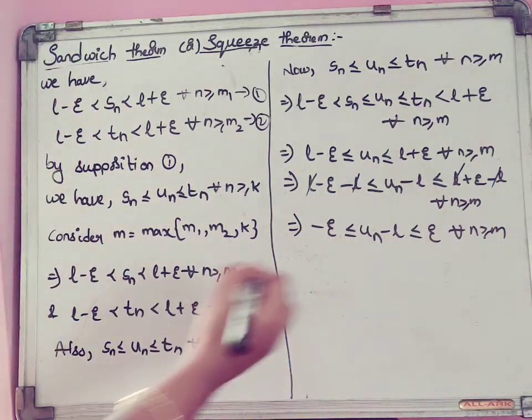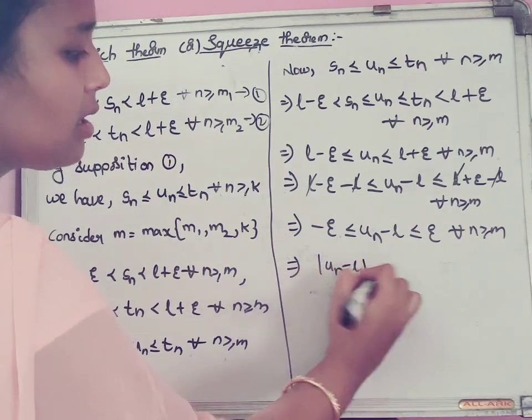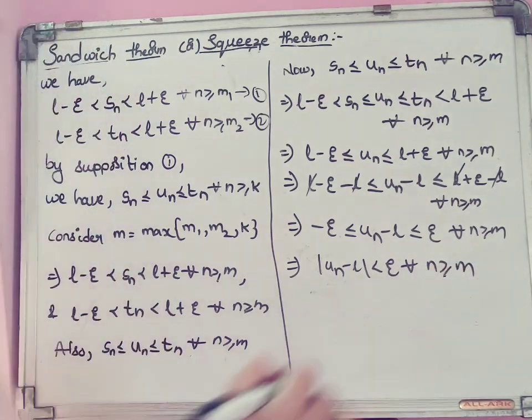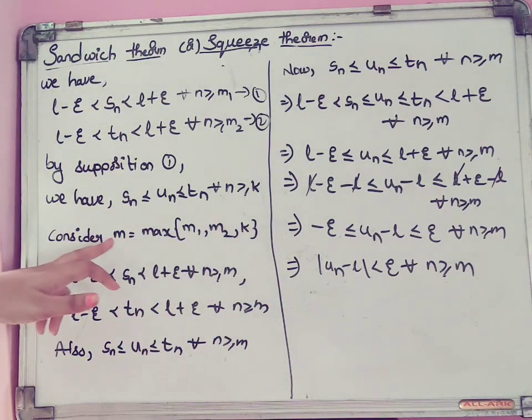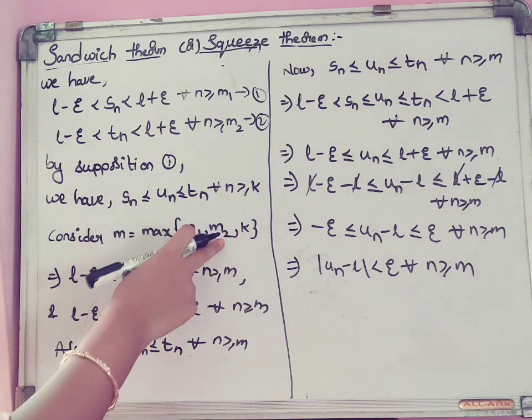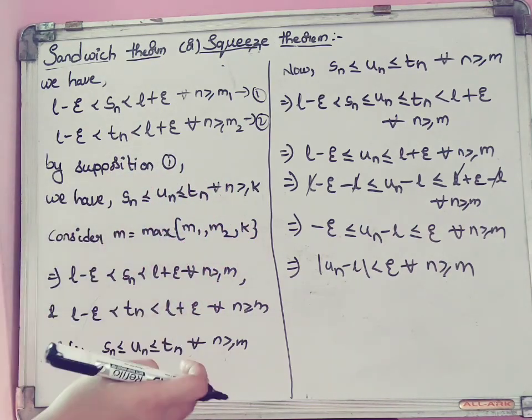Again by the modulus condition, what do we have here? Modulus of Un minus L less than epsilon for all n greater than or equals to m. Is m a positive integer? Yes, why? Because m is the maximum of m1, m2, k. m1 positive integer, m2 positive integer, k positive integer. So from this we can write m is also a positive integer.